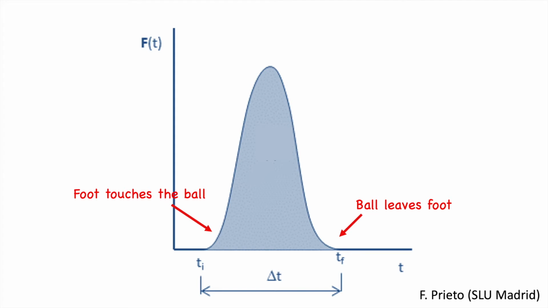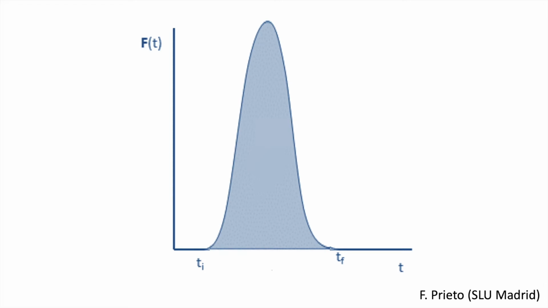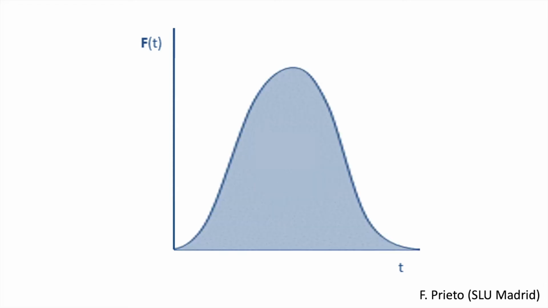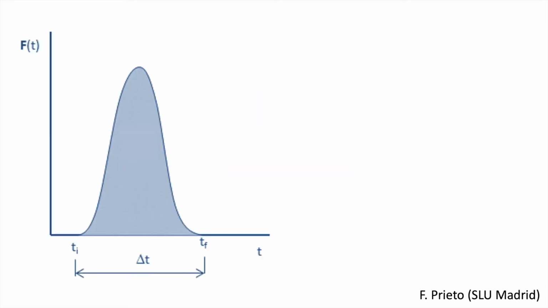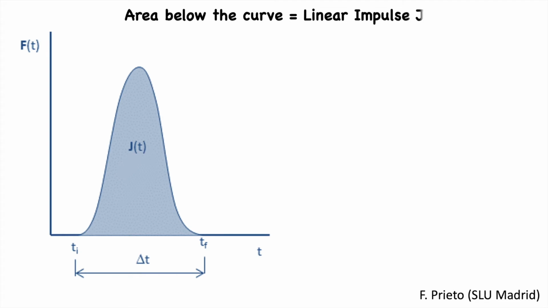A harder kick will make this curve higher, and a kick of longer duration will make this curve broader. Thus, the area below the curve in a force versus time graph is an indication of the effect of the force. We call this quantity linear impulse.